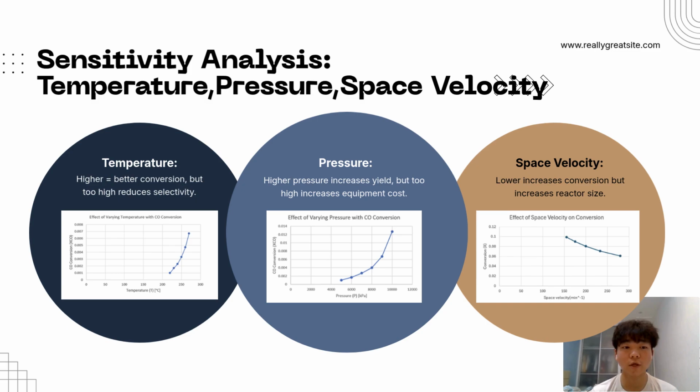For space velocity, lower values of velocity will increase the conversion because the reactant will stay longer in the reactor, but it also will increase the reactor size. So a moderate space velocity is chosen to balance the performance and practicality.